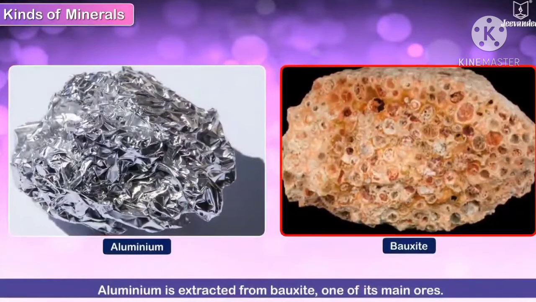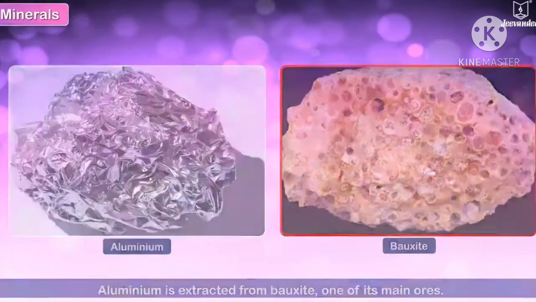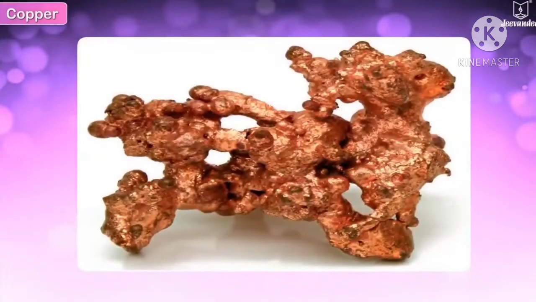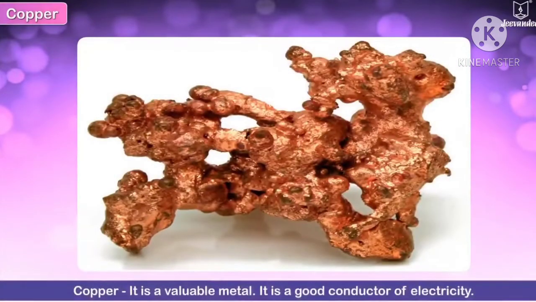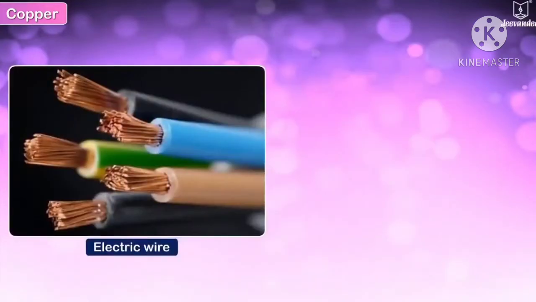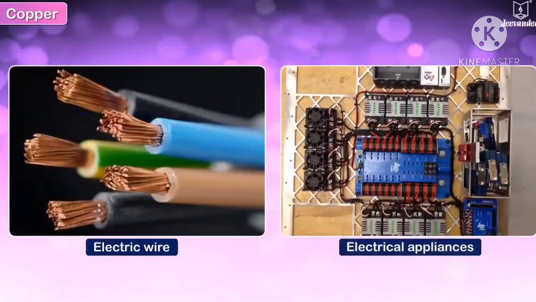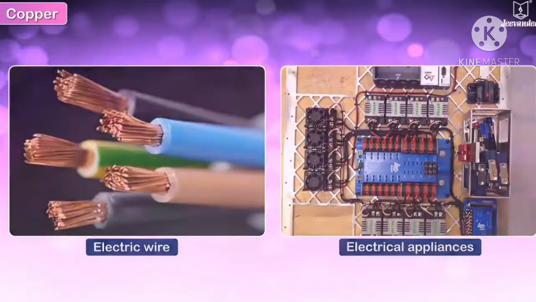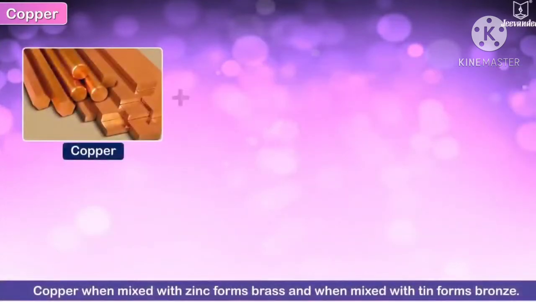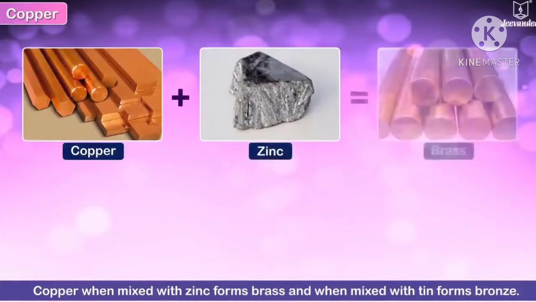Then aluminium, it's a metallic mineral. Then you have bauxite. Are you seeing the images? Okay. Now this is copper. Copper is a valuable metal, a good conductor of electricity, okay? It's used in the production of electric wires and other materials that are actually needed for electrical appliances. So copper is used in making electric wire and electrical appliances.